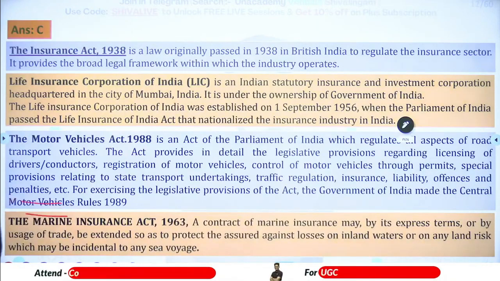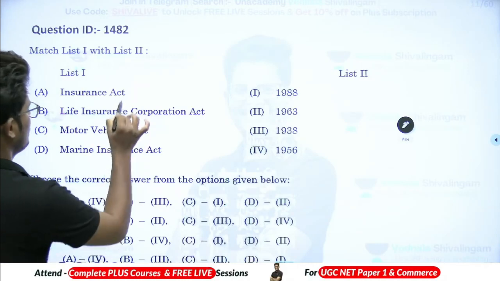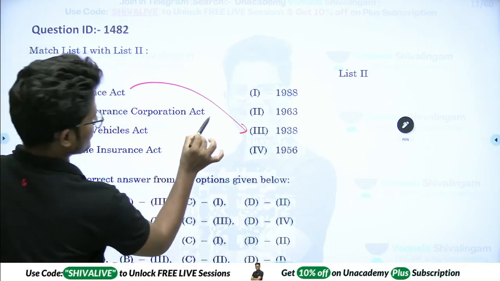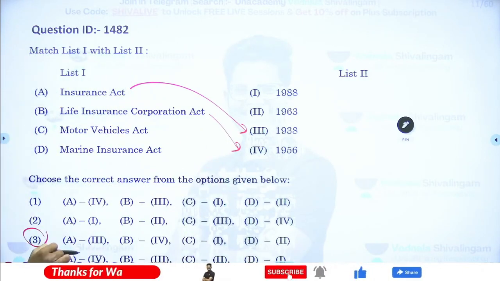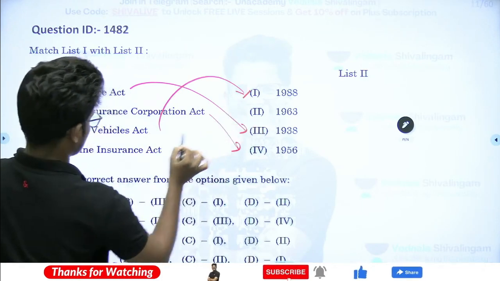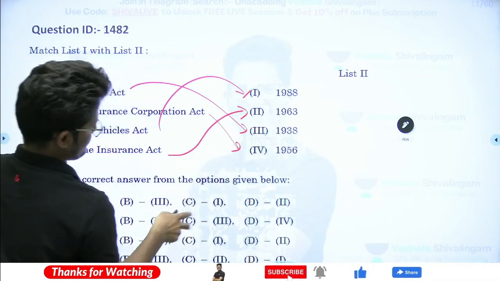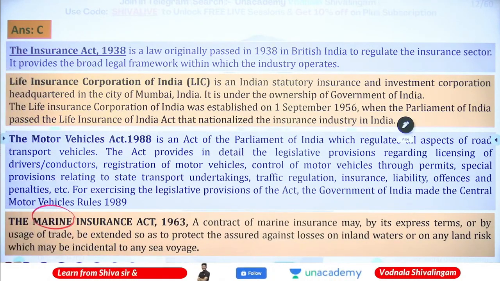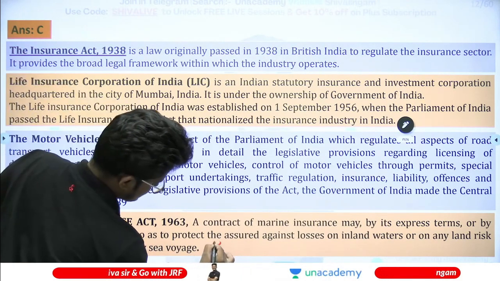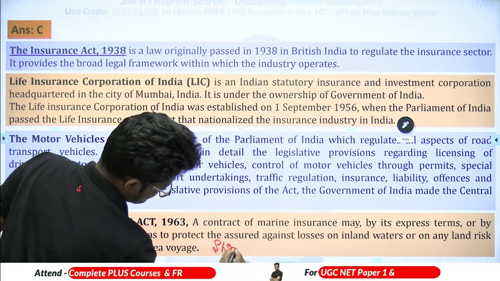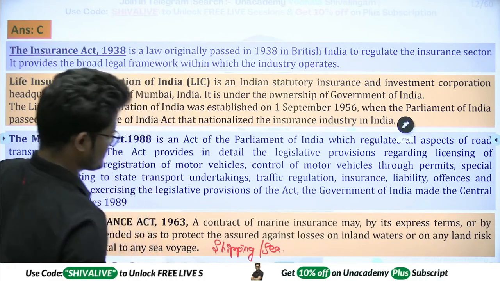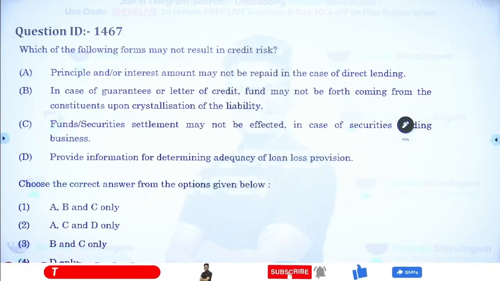So option C is the given answer, that is Insurance Act 1938, Life Insurance Corporation 1956, and Motor Vehicle Act 1988. Marine Insurance is 1963. It is a business insurance only, but covers losses in inland waters. It is mainly connected with shipping and sea-based logistics management. For that, insurance will be provided.